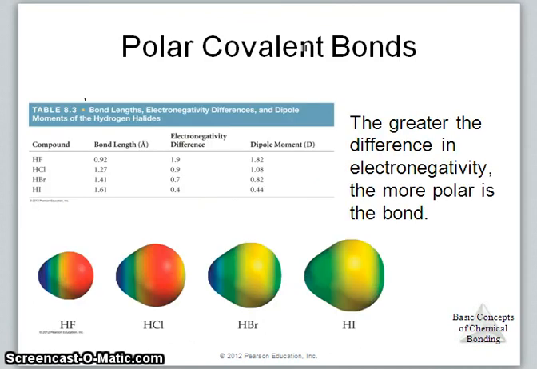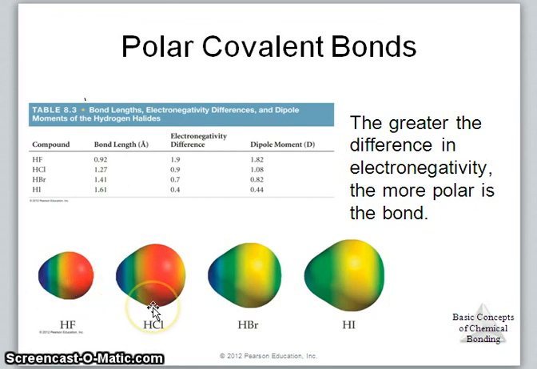Taking a look at this table, one of the things that I want to point out here is you can see that as the electronegativity difference in the table is greater, there's a greater differentiation in the colors. So HF, the H and the F have a difference of 1.9, fluorine being the highest at 4.0, and so it's very electronegative. It's got a lot of the electron density. Hydrogen is very low density in terms of its electron cloud.